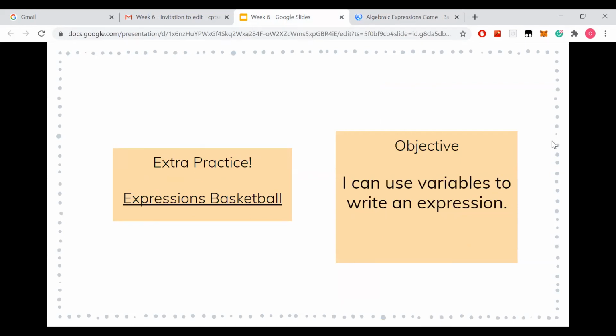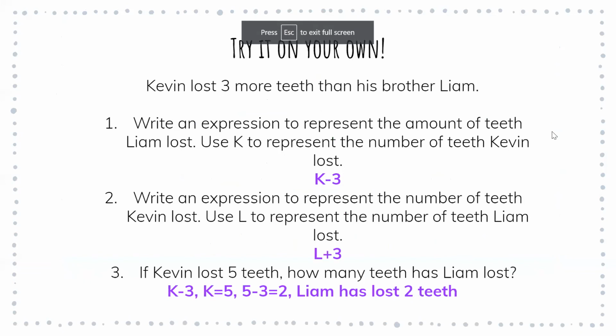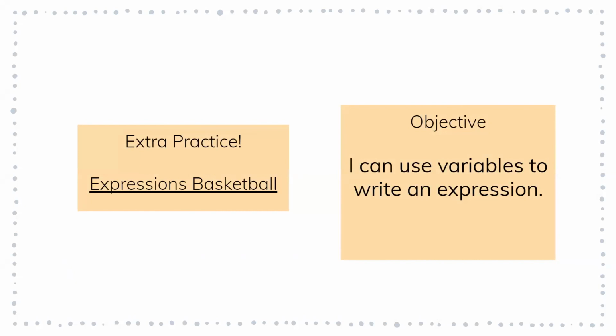So if we go back to our PowerPoint here, we have our last thing on our slide, which is going to be our objective again. So I can use variables to write an expression. So that's exactly what we did. We used these variables here to represent our expression. We did those together. I did them for you, and you did them on your own. So you use the variables to write an expression, and then you use those variables to actually solve the answer. So you want a little step more than what we have on our objective, but that's great because then we know that we can write variables in an expression and use those variables to find the answers to solve.